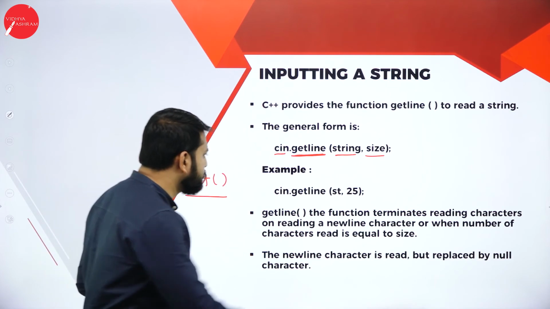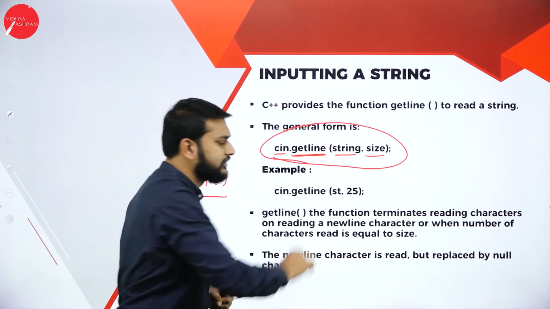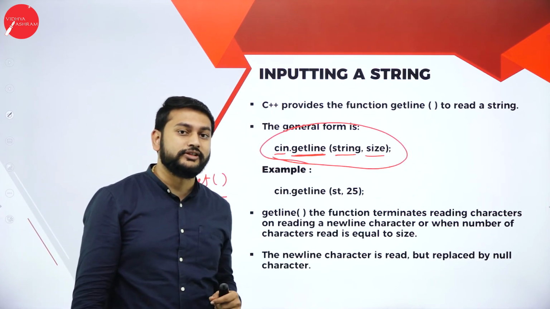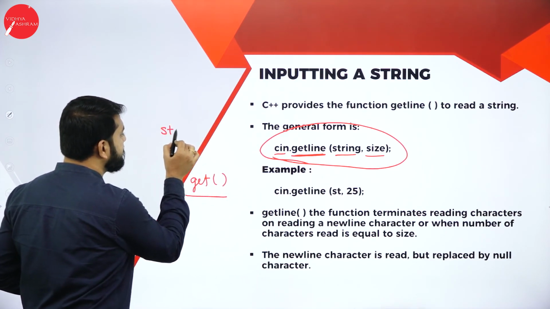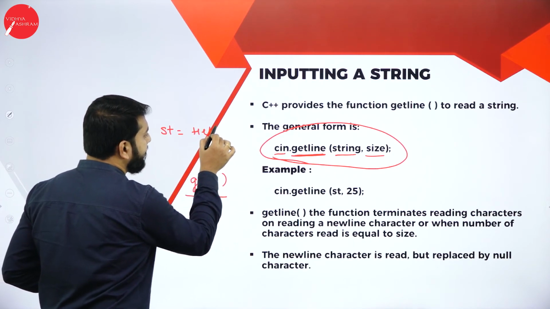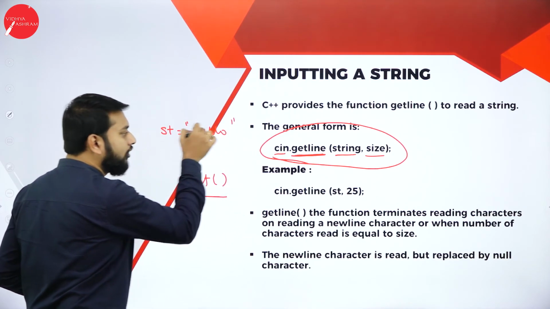So if you did not understand what I said, let me take an example. So guys, look here, I have st. So st is equal to, let's say, hello. So hello is a string. Can I call this a string?